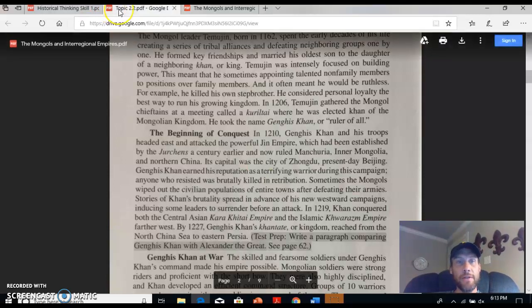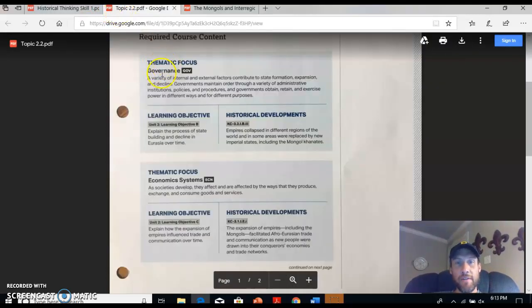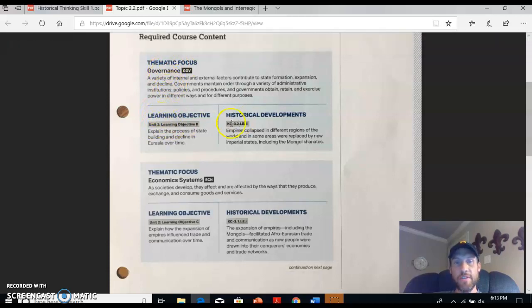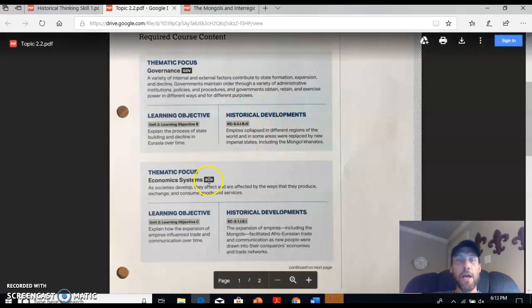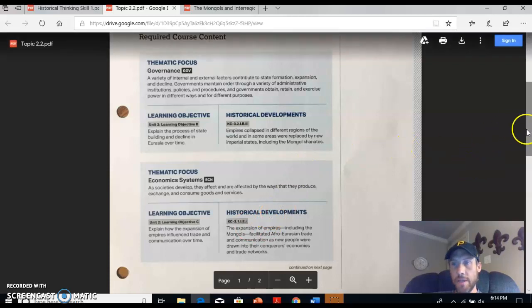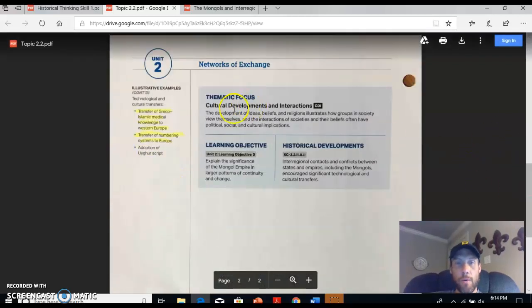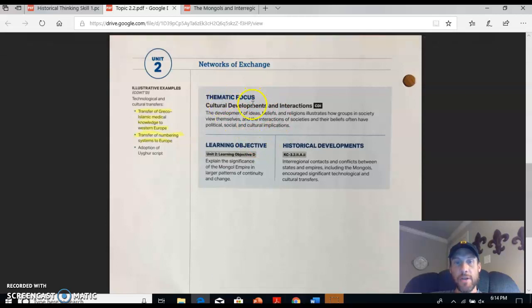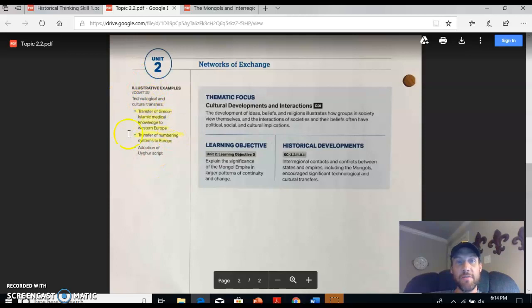So going back and looking at this topic, you need to have a piece of evidence that highlights this learning objective, a piece of evidence that highlights this historical development, a piece of evidence that highlights this thematic focus on economic systems, one that highlights this learning objective, one that highlights this historical development, and then we go on to the second page, one that hits on this thematic focus, this learning objective, and this historical development. You can find these specific illustrative examples in the reading if you want and use those to highlight any of these if you'd like.